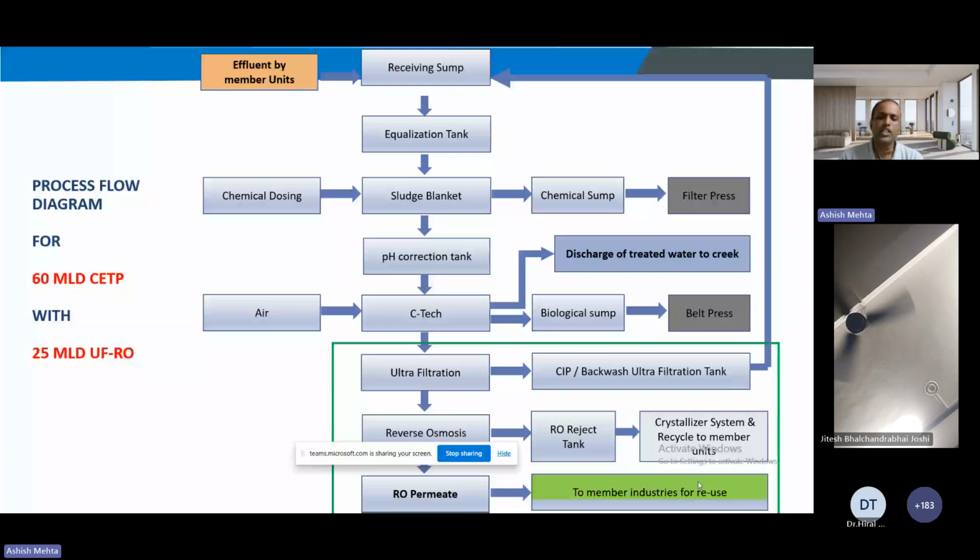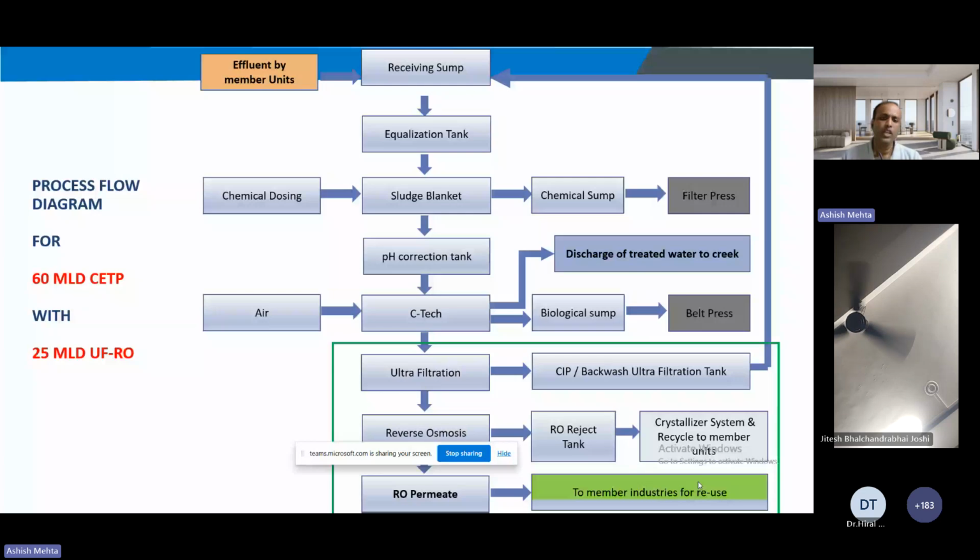There, the first step is to subject it to ultrafiltration, then reverse osmosis, and then the reject is sent to the crystallizer system with MVR. Here it is converted to salt. The RO permeate is sent back to the member industry. So this is how the schematic and the system is at our plant.